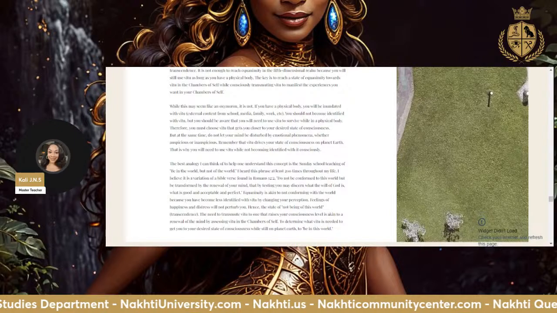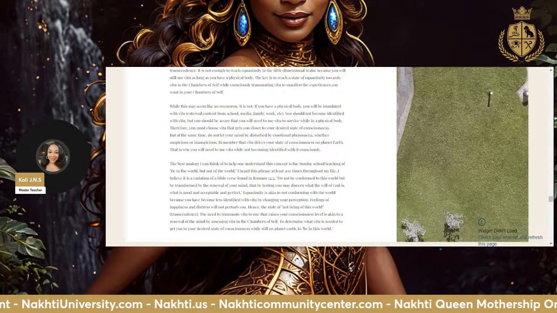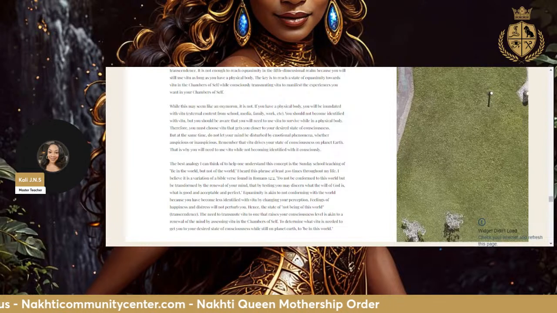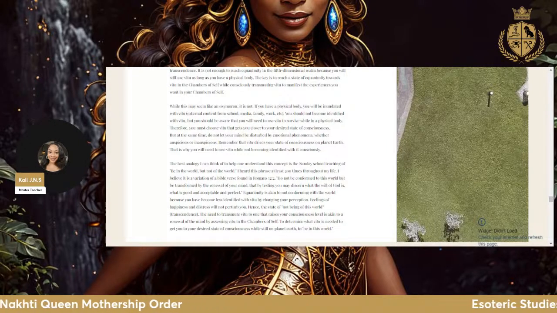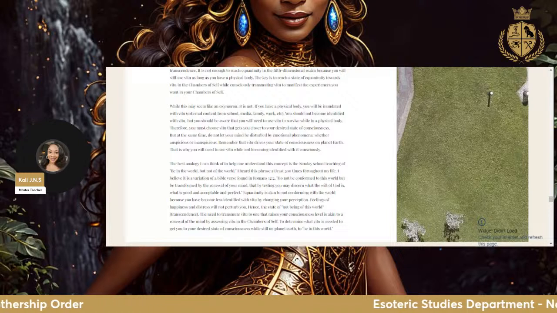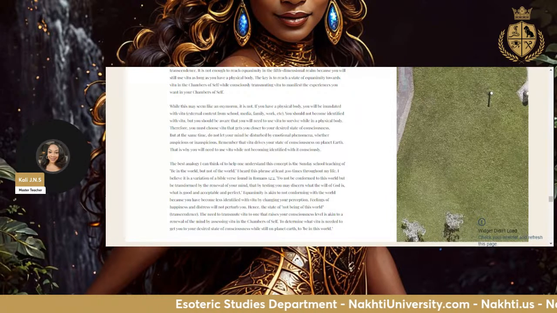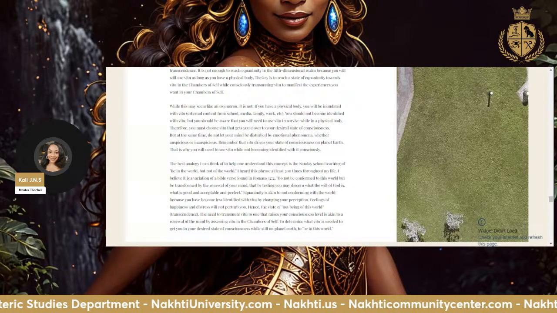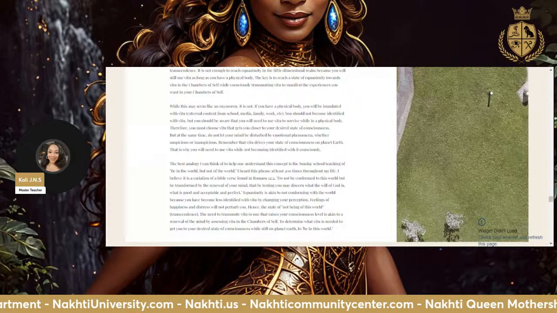Because remember, when you're in a physical body, you are going to be inundated with V2. You're going to be inundated with information. That's kind of your school, from the media, family, work, etc. But you will never become identified with V2, because you are aware that you need V2 to survive. You need content to survive while you're in a physical body. So you're going to choose content that gets you closer to your desired state of consciousness.